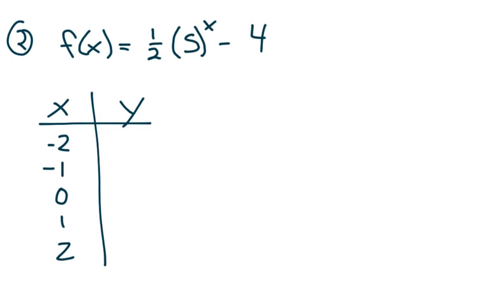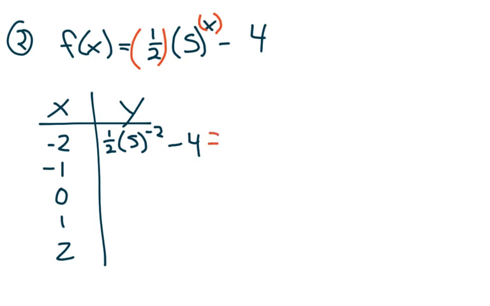Alright, so when we plug these in, you can use your calculator to plug them in. It might be easier for some of these convoluted ones. Just make sure you put parentheses around your exponent as well. And you can even put it around the first one too if you want. So when we plug in -2, 1/2 times 5 to the -2 minus 4. Stick this in your calculator. You could try and do it by hand as well.